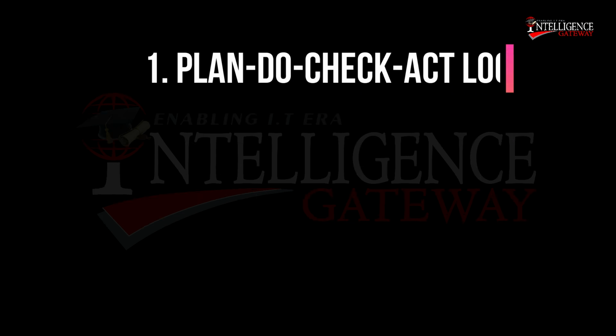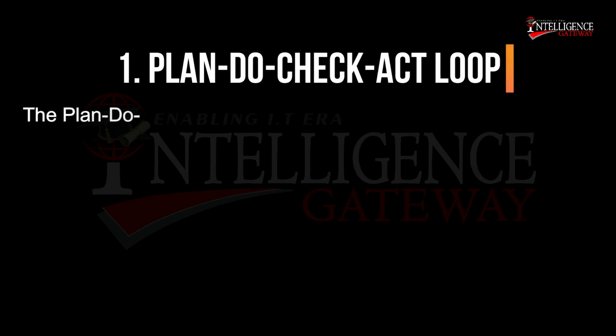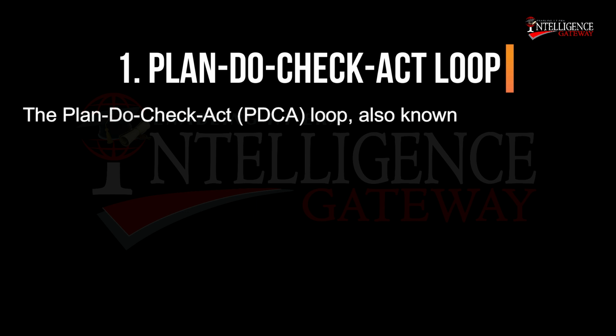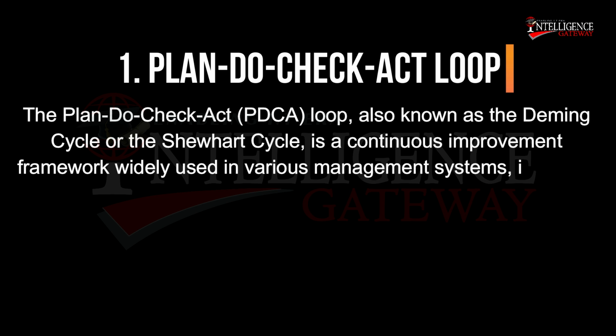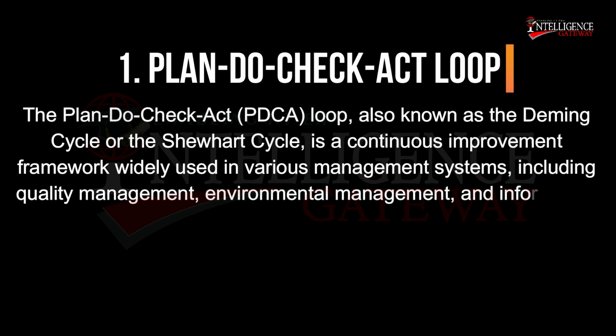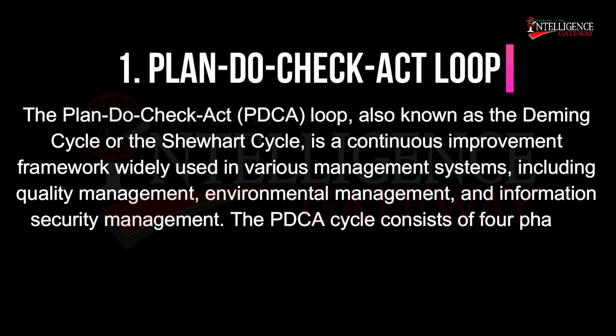1. Plan Do Check Act Loop. The Plan Do Check Act, PDCA, loop, also known as the Deming cycle or the Shewhart cycle, is a continuous improvement framework widely used in various management systems, including quality management, environmental management, and information security management. The PDCA cycle consists of 4 phases.